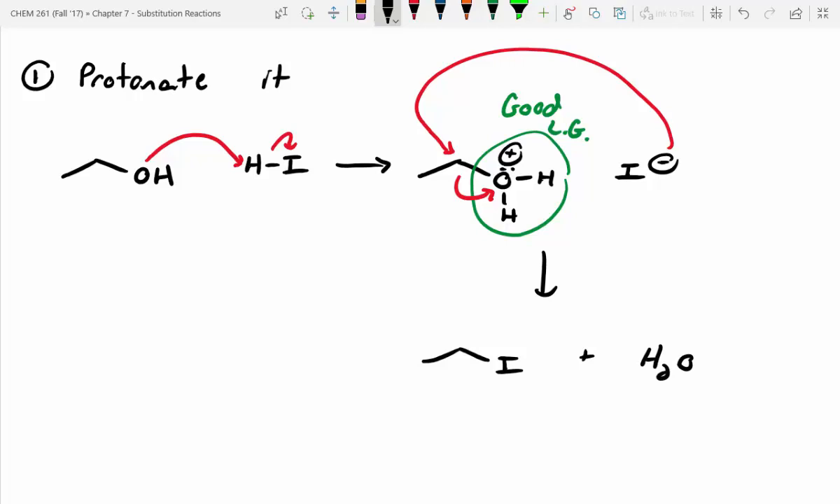Yep? I thought iodide was a bad nucleophile. That's a good point. But if we think about it, right, what's going to be a better nucleophile? Iodide or water? Iodide, because it's got the charge, right? So in this case, you're right. It's not a very good nucleophile, but it's all relative. It's a better nucleophile than water. So in this case, it's going to win out.